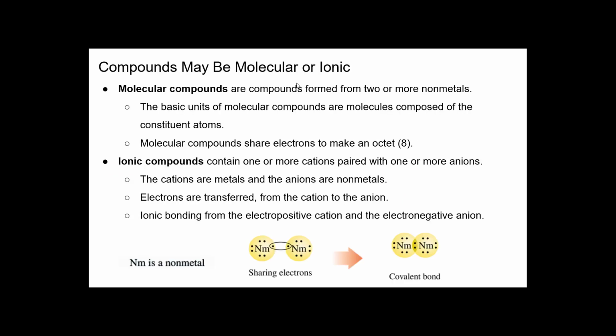Molecular compounds are formed from 2 or more nonmetals. The basic unit for molecular compounds are molecules composed of constituent atoms. They just join together. Molecular compounds share electrons to make octets.